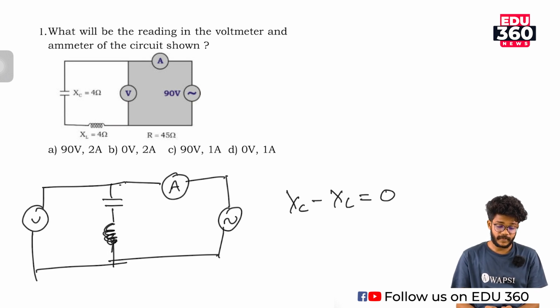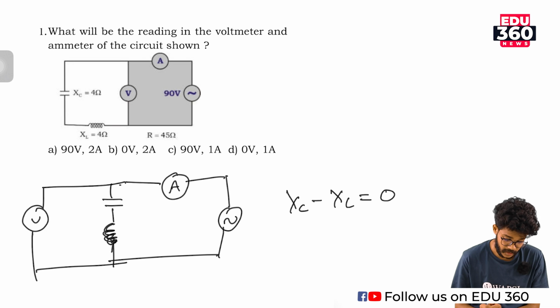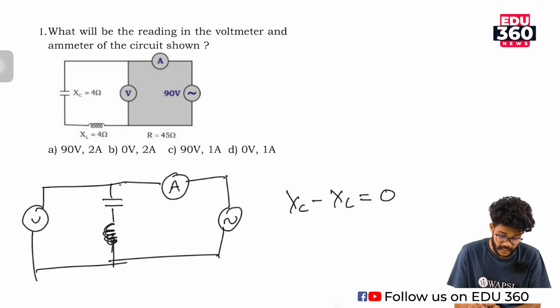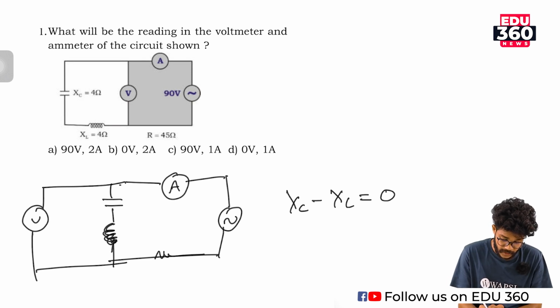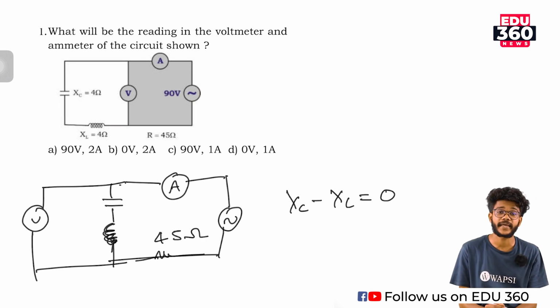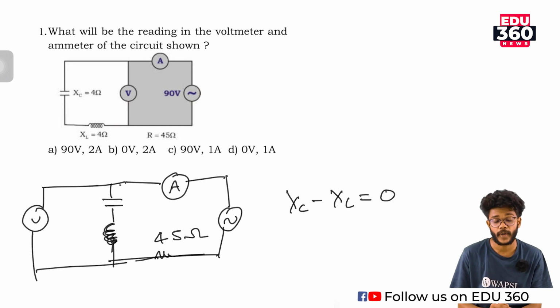And what will be the current? So what is the total resistance in here? 4 plus 4 is 8. Actually we do not want to bother about this Xc and XL. Here we can see another resistance which is 45 ohm. 90 by 45 is the current, which is 2 ampere. So the current is 2 ampere and the voltage drop is 0 volt.